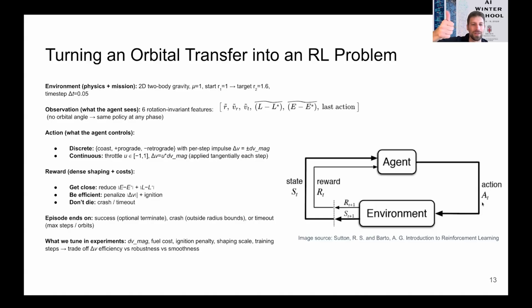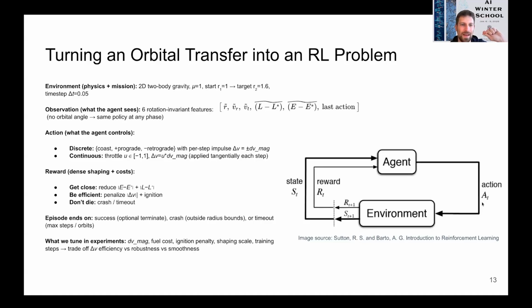It's: do I coast given my state? Do I do a prograde burn or do I retrograde burn with some fixed magnitude that is set? And then we'll do a little bit more complex one where we allow it to be continuous.